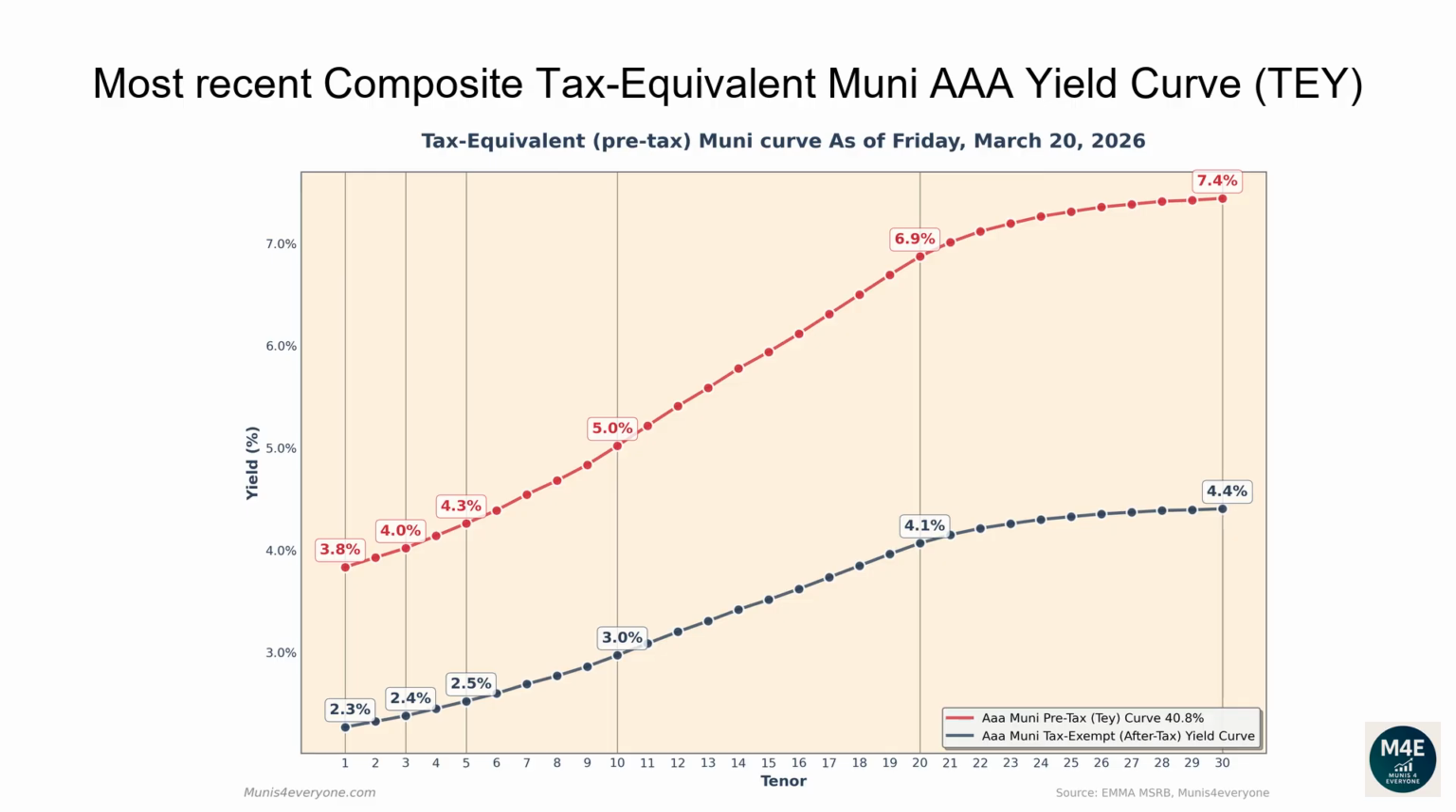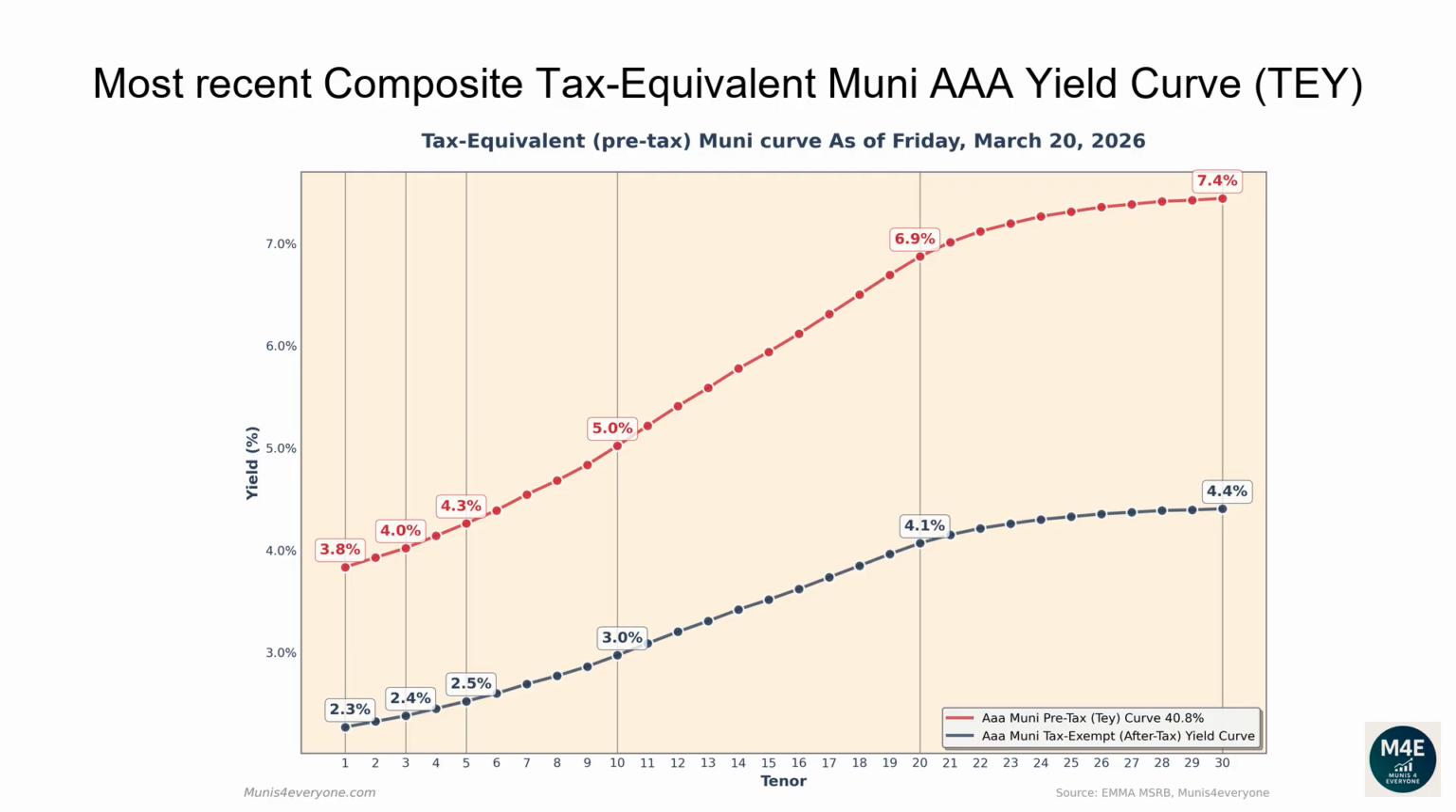Why would you care to see the tax-equivalent version of the Muni yield curve? More on this later. Let's first go over the pre-tax, aka tax-equivalent yield curve. The one-year tax-exempt yield is 2.27%, corresponding to a 3.83% tax-equivalent yield for investors in the top tax bracket.